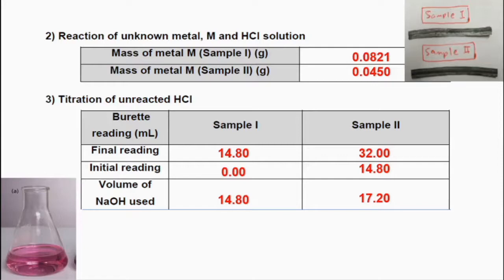Okay, so once again, a reminder to all of you, when you are recording the readings of your burette, it must be 2 decimal places. And for sample 1 and sample 2, there is no need for you to find the average of the volume of sodium hydroxide used, because we are going to use the volume separately for sample 1 and separately for sample 2.